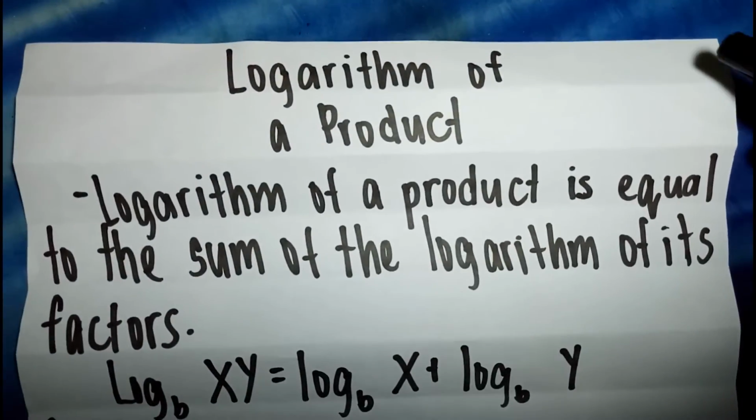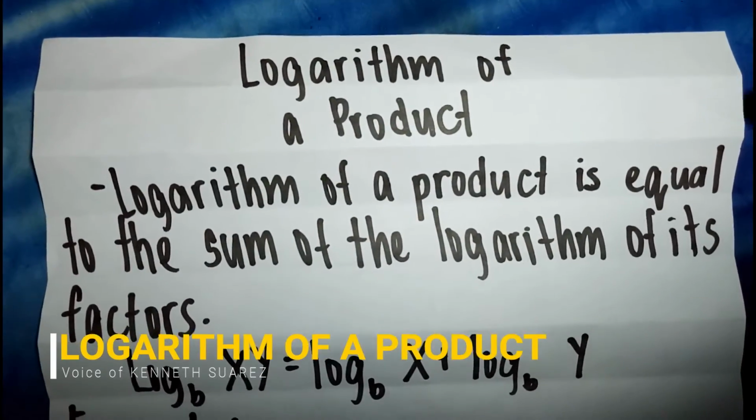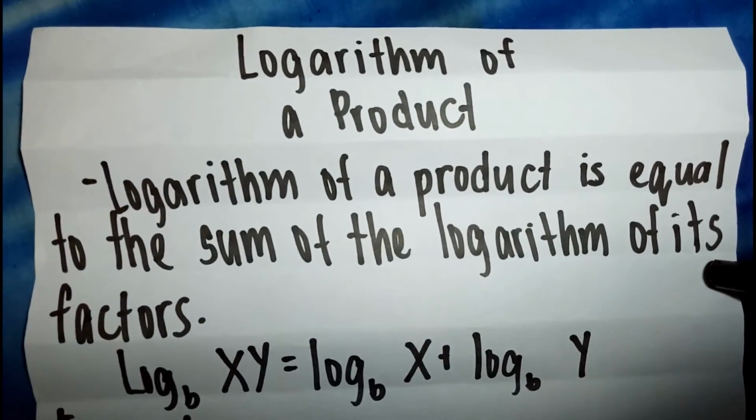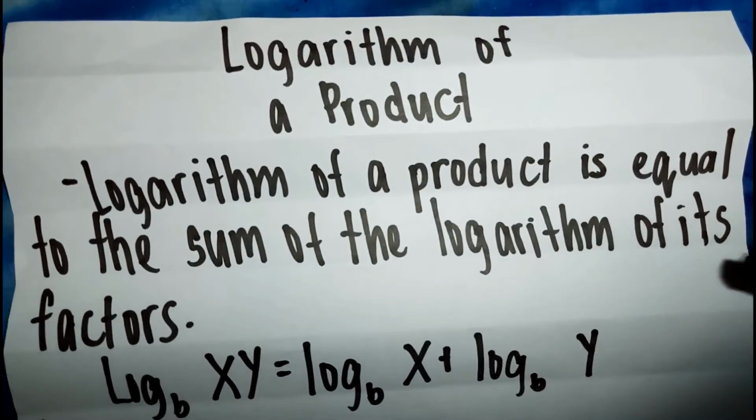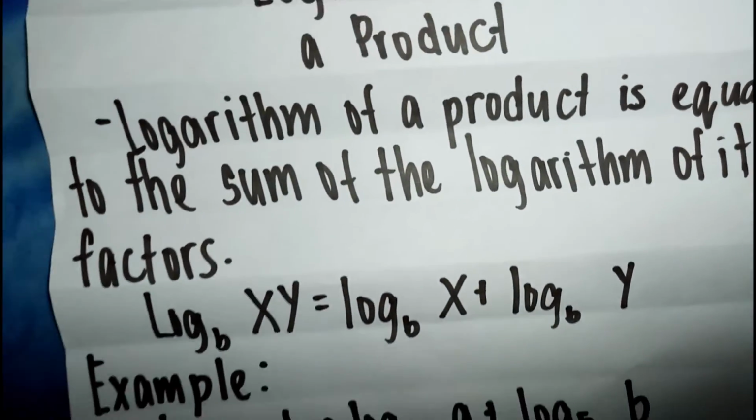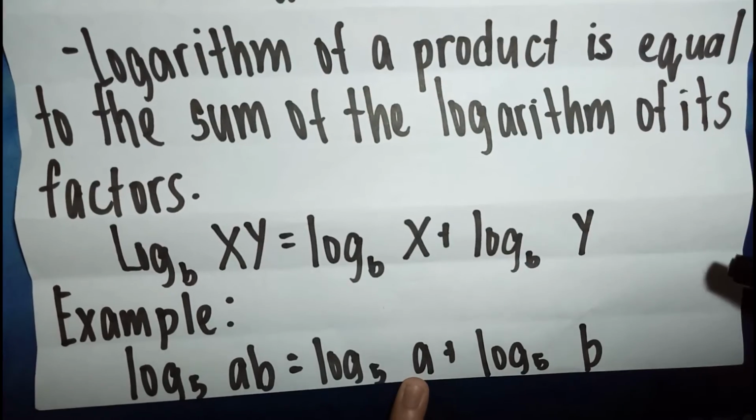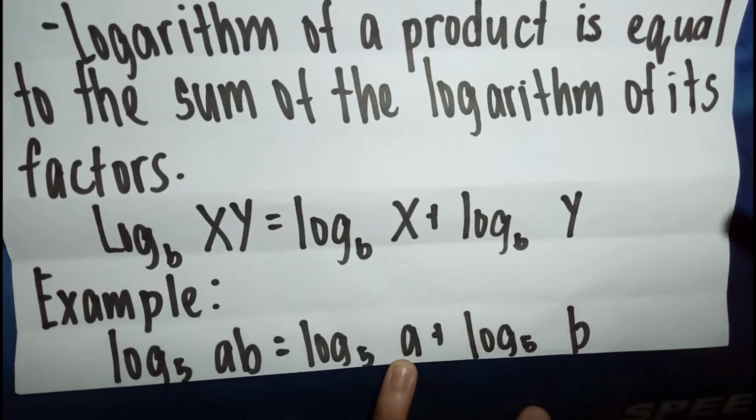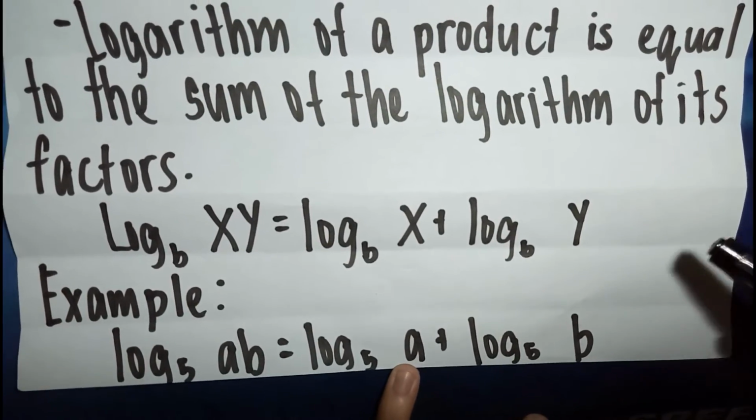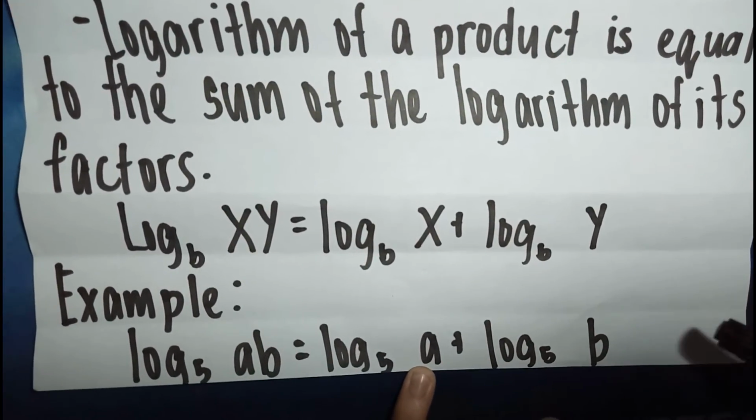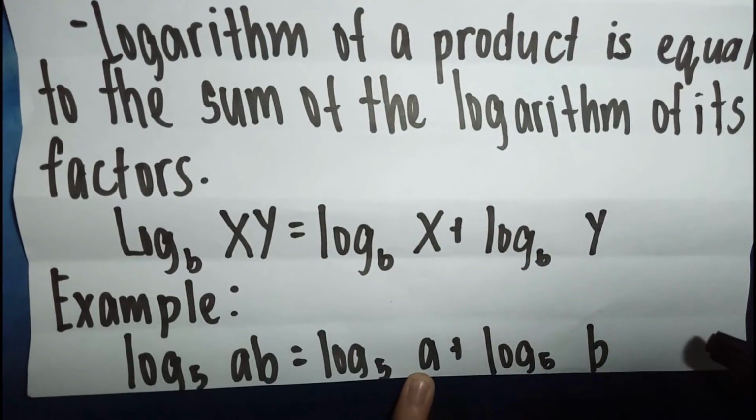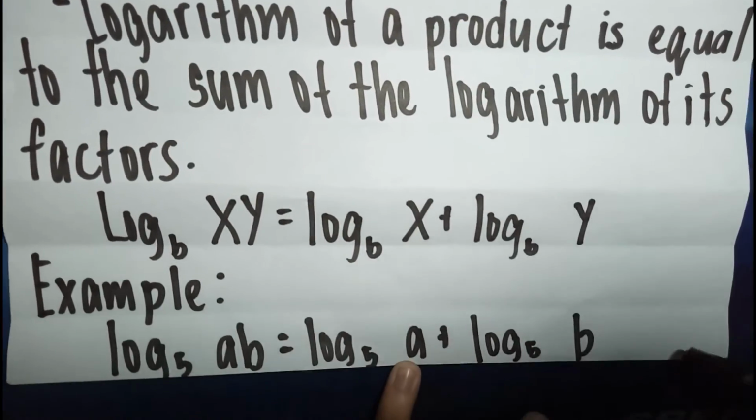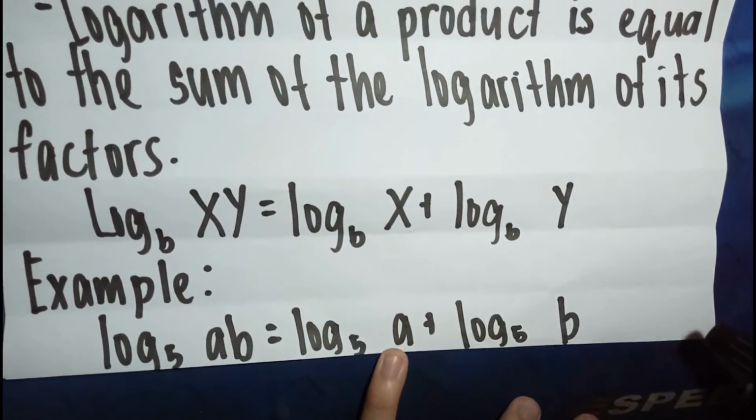And now we will proceed to our second law of logarithm, which is the logarithm of a product. Logarithm of a product is equal to the sum of the logarithm of its factors, wherein logarithm of xy to the base b can also be written as logarithm of x to the base b plus logarithm of y to the base b. An example of that would be logarithm of ab to the base 5 is equal to logarithm of a to the base 5 plus logarithm of b to the base 5.